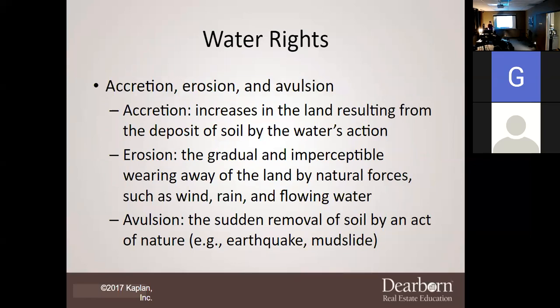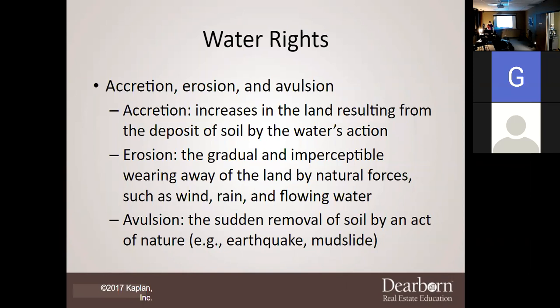Now, the reason we talk about this is because of these three words. Okay? You have accretion, erosion, avulsion. Okay, accretion is basically an increase of the land resulting from the deposits of soil by the water's action. As water comes up, it brings soil sometimes. Okay, so it adds on to your property. So if there's a lot of water, you're getting a lot of soil coming your way. Okay, but if you end up in a situation where you have erosion, erosion oftentimes occurs in this manner. Erosion is the gradual wearing away of the land, and this occurs when the water does what? When it dries up, the water's pulling that land back out, okay?